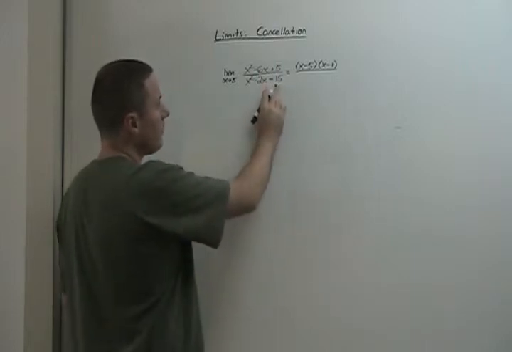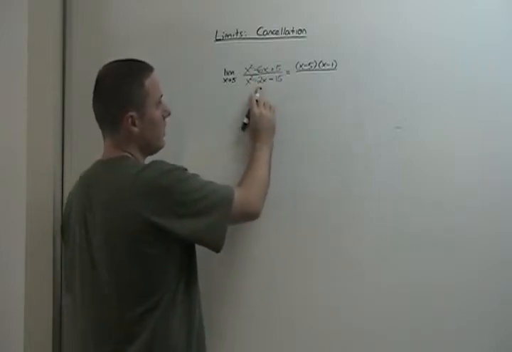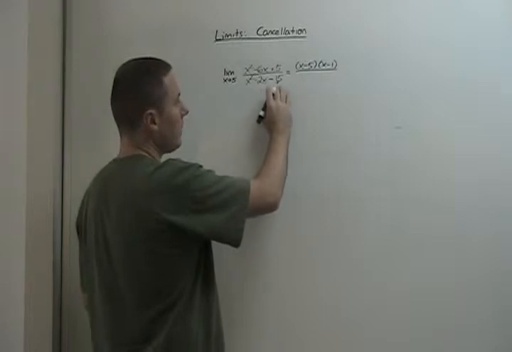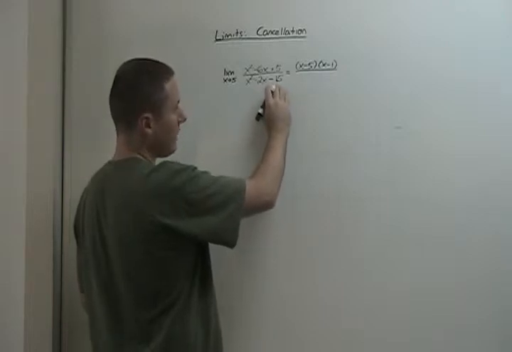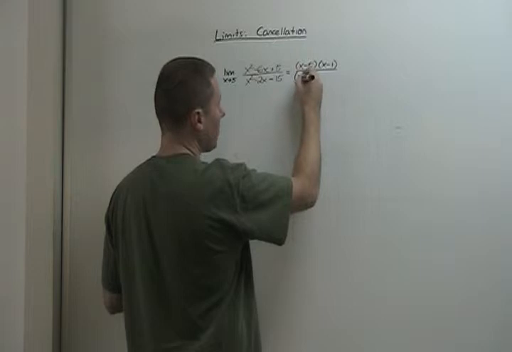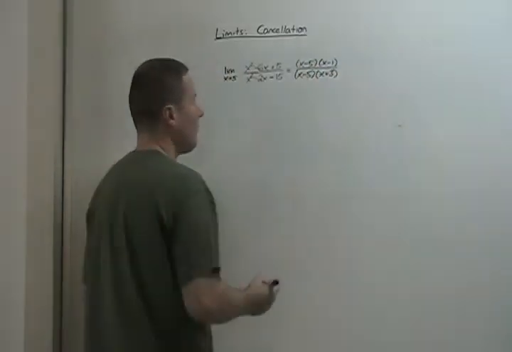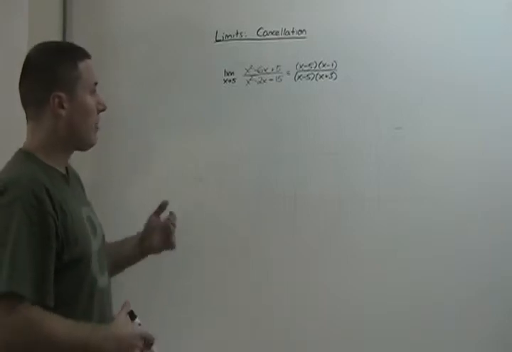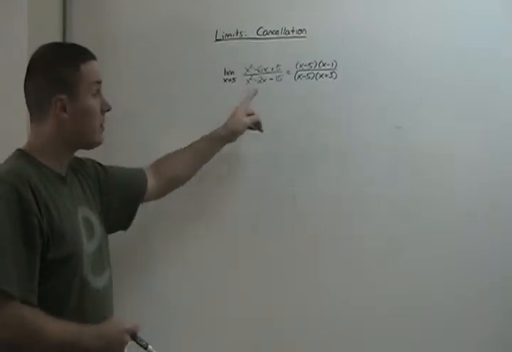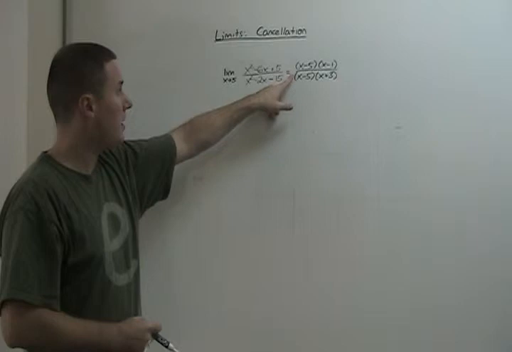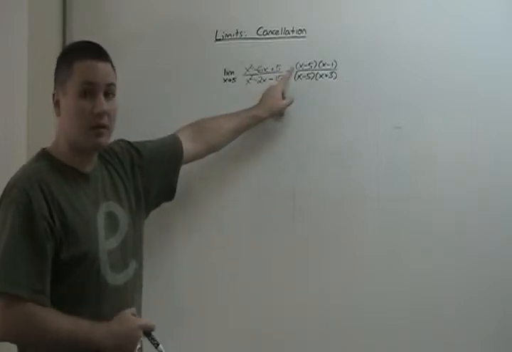Now factors of -15 that combine to -2. Well, that would just be -5 and 3. So we're going to get x minus 5 and x plus 3. All right, so we now have this reduced. And you may notice that two of these factors are the same. And this is what gives us our 0 over 0.